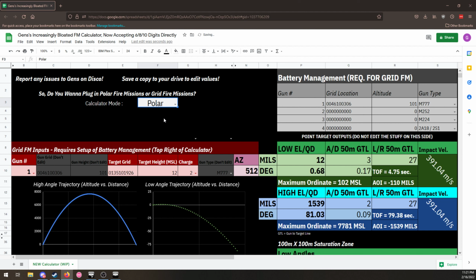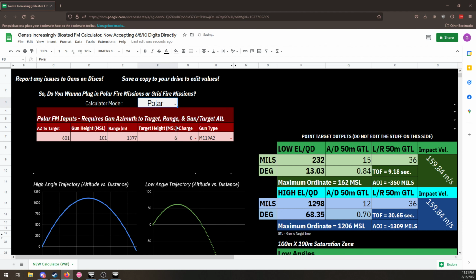Now we'll go back to our polar fire mission. We can see that our azimuth to target, we already know that. It doesn't have to compute it because that's one of our inputs. So our azimuth is going to be 601. Our charge is going to be 0 because that's where we set it. And then our low angle elevation is going to be 232.